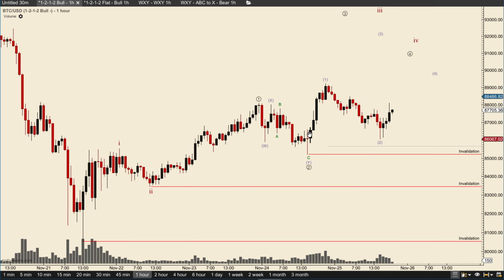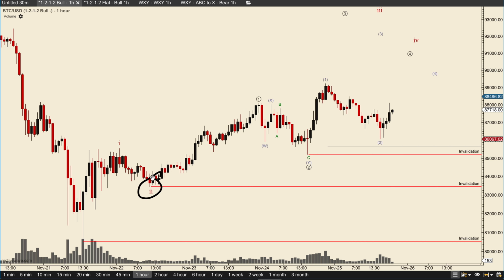Well, for the 1, 2, 1, 2 bullish scenario, the soft invalidation here is the 886. If that is touched then this wave 2 is low probability. If we get below this, then this wave 1, 2 is not valid because you can't take out the origin of wave 1. Then you need to consider the 1, A, B, C or W, X, Y scenario.